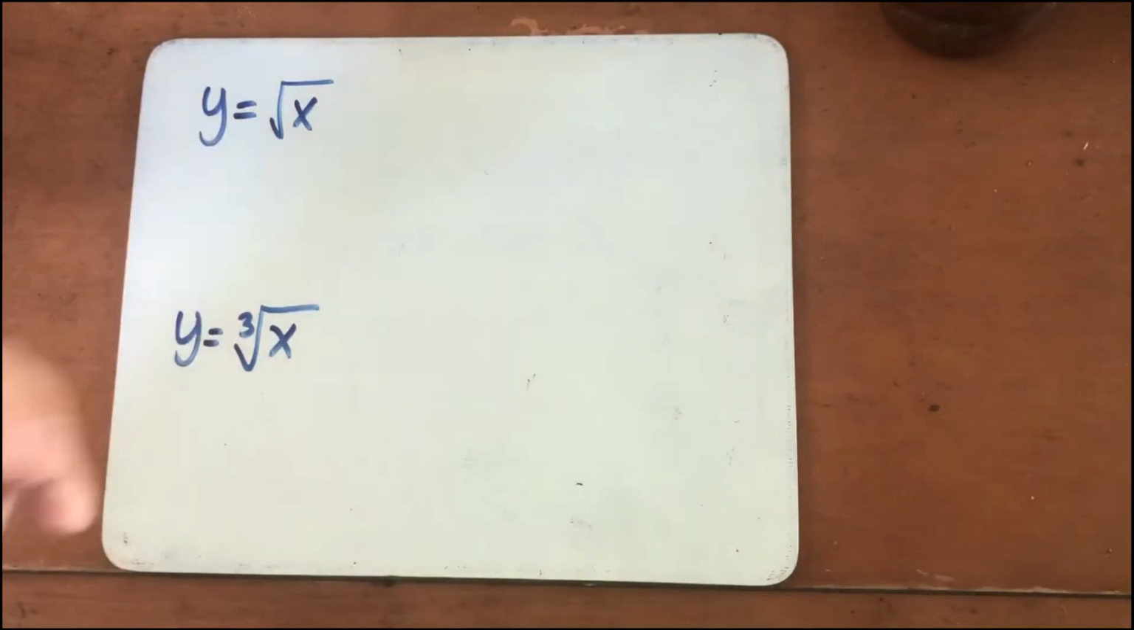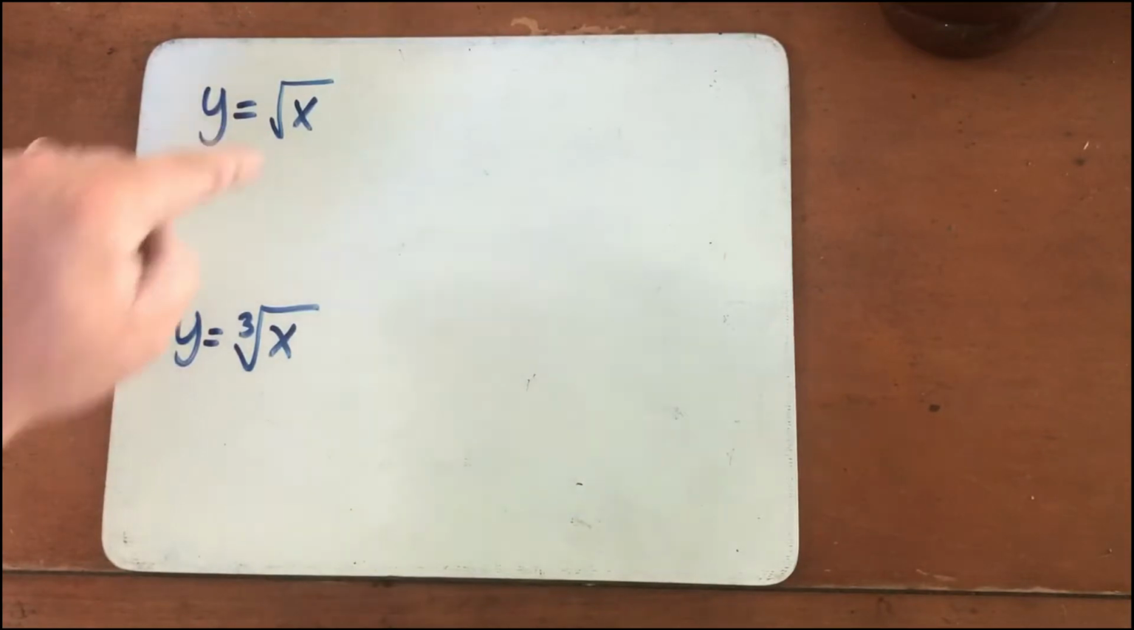So these next two, once again, are going to look very similar. Now in this case, my grouping symbol is the square root or the cube root.